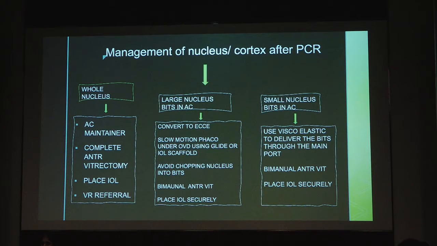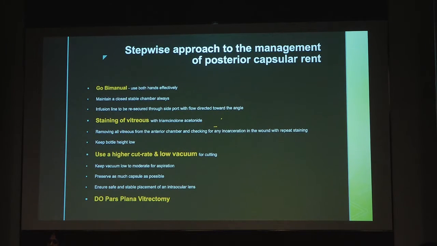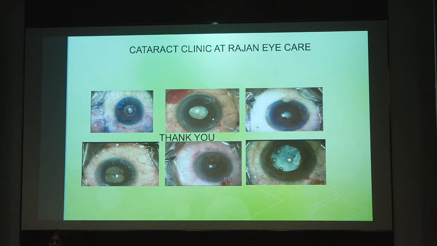In case of small nucleus bits, the very important thing is complete wound toileting and toileting the anterior chamber before referring. Placing the lens would be ideal, but if you cannot do it, doesn't matter, you refer, because don't try to sweep into the vitreous and produce more complications. So the stepwise approach is go bimanual, stain the vitreous, use a higher cut rate and low vacuum, and do pars plana vitrectomy in case of large vitreous prolapse. Thank you.